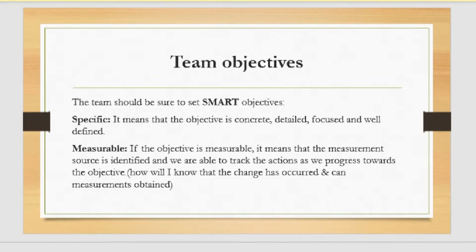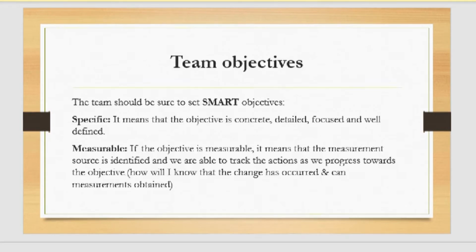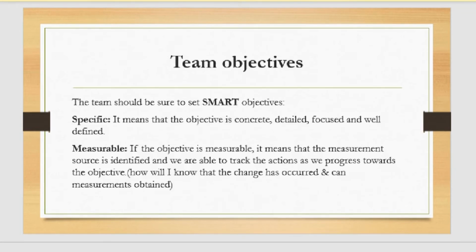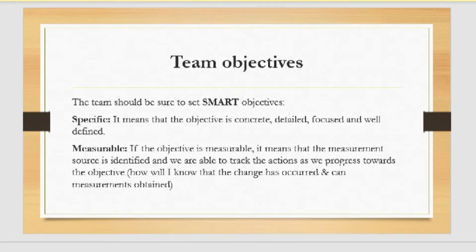Okay, the M stands for measurable. If the objective is measurable, it means that the measurable sources are defined and we are able to track the action as we progress toward the objective. And also you have some questions that you need to ask yourself as a group, like how will I know that the change has occurred and can be measurably obtained? So those are the questions you need to ask yourself by checking the measurable sources that you need to conduct that certain objective or project at the end of the day.